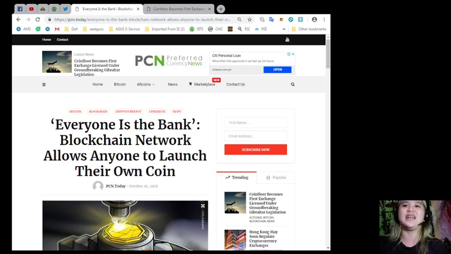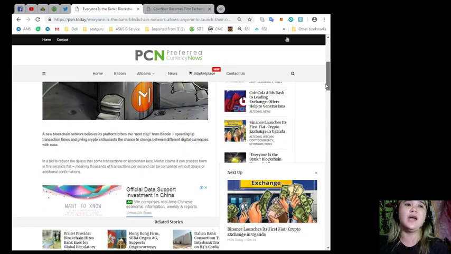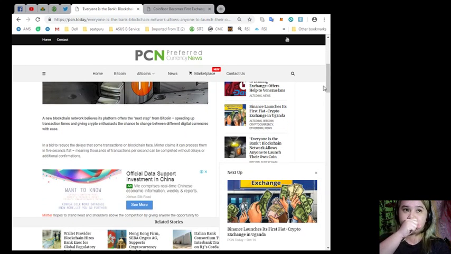So for our news today, everyone is the bank. Blockchain network allows anyone to launch their own coin. Now, a new blockchain network believes its platform offers the next step from Bitcoin, speeding up transaction times and giving crypto enthusiasts the chance to change between different digital currencies with ease.